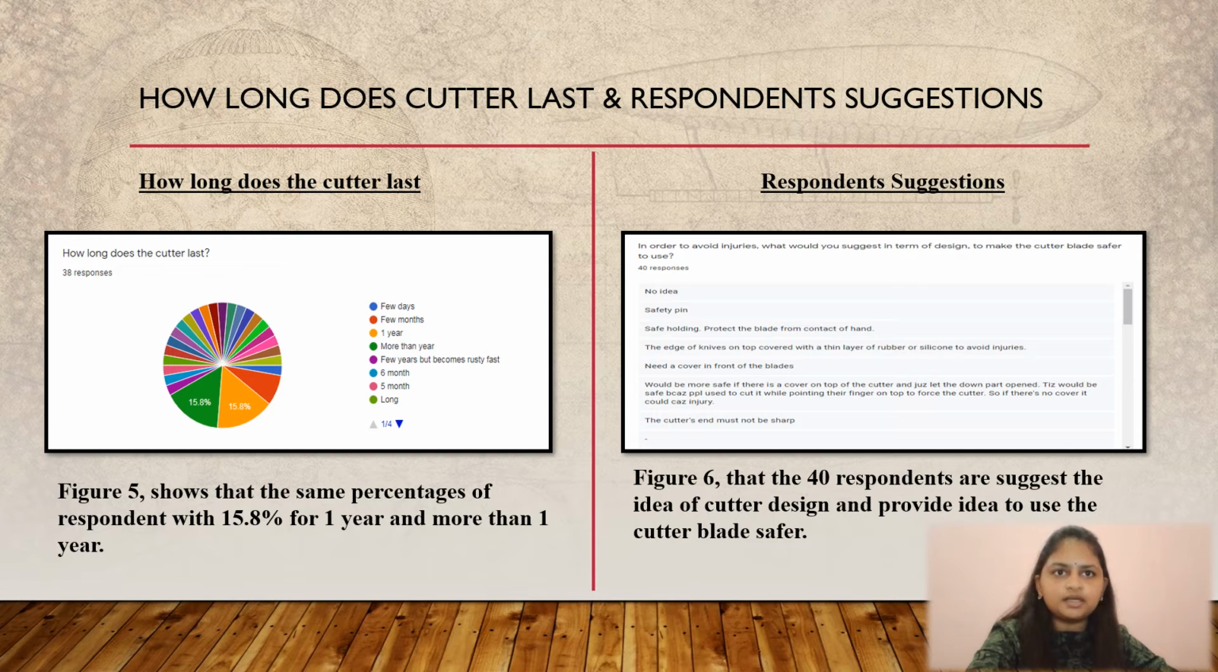From this study, the major requirements that the respondents suggested are a proper handle to ensure a secure grip, the edge of the knife on top covered with a thin layer of rubber or silicone to avoid injuries, avoid producing it in a very sharp way, cover up the blade, reduce the sharpness of the blade, maybe come up with a non-slippery blade to avoid injuries, suggested using plastic like a plastic lawn mower blade, grass cutter, and need a cover in front of the blades.